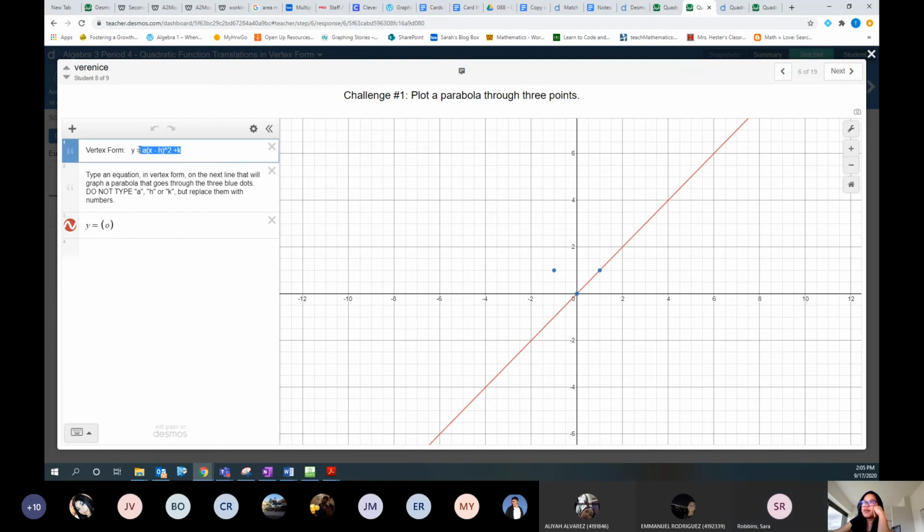Berenice, you could copy this and just change the A, H, and K. So copy, then paste, and then change your A's, change your H, change your K. It's going to depend on the vertex. HK is the vertex.